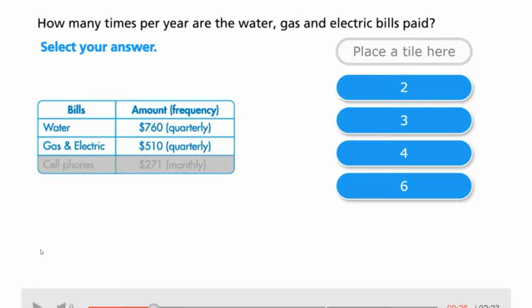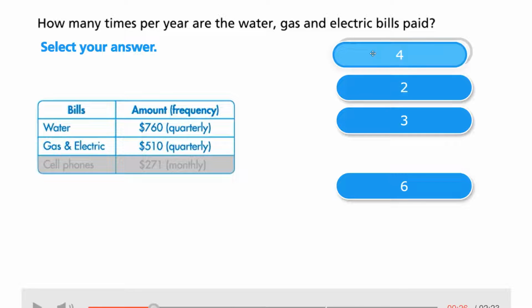So here we can take a look at our table to find the answer. So the amount and the frequency. Frequency is how often you're paying it. So for water and gas, both of these are paid quarterly. And we know when things are broken up into quarters, they're broken up into groups of 4. So that means the water and gas and electric bill are being paid 4 times a year.